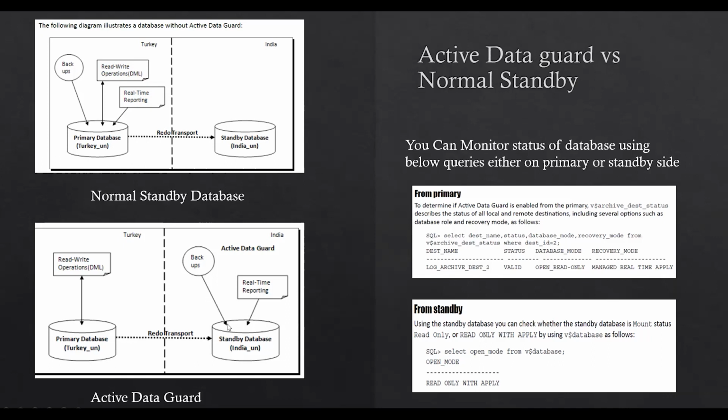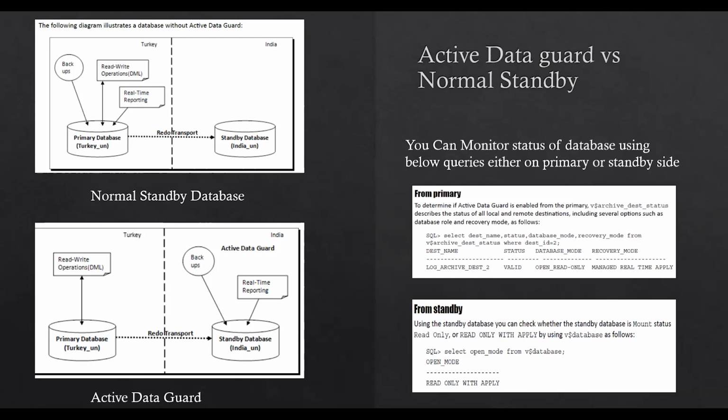Using real-time query apply, you can use these queries to identify whether your database is using the Active Data Guard feature or not. We have these two queries that you can use to verify it, from either the primary side or the standby side. To perform it on the primary side, you have to verify using v$archive_dest_status. From that, you can verify whether destination 2 or 3, or whatever the destination ID is, is up and running in read only or not.